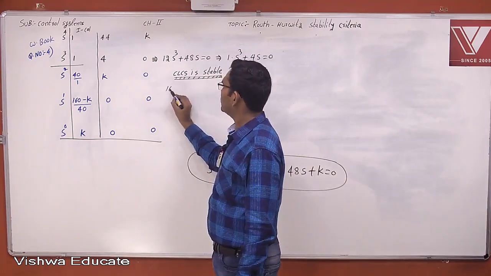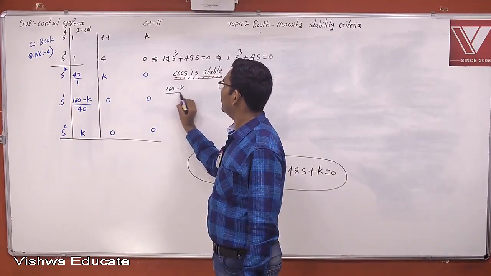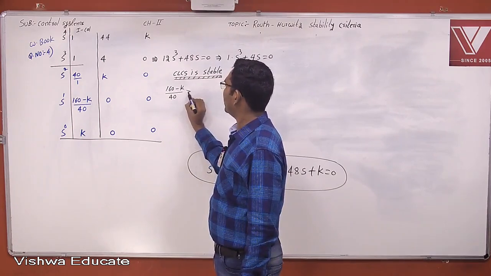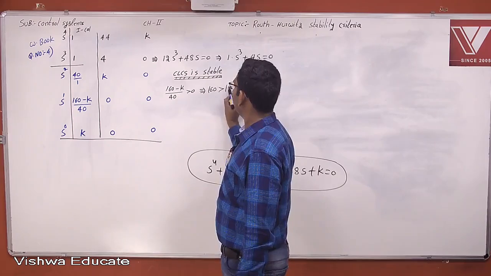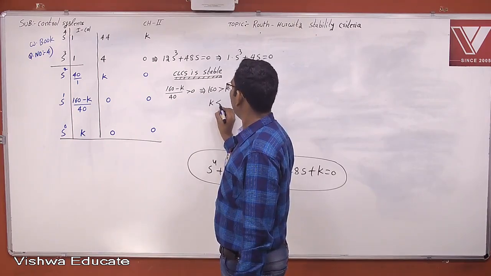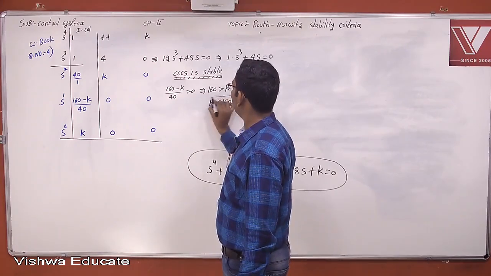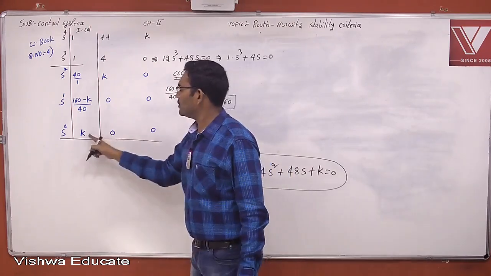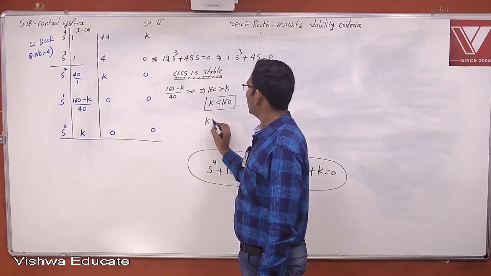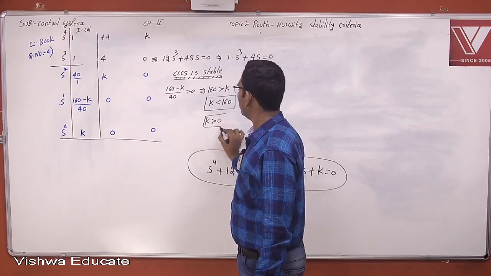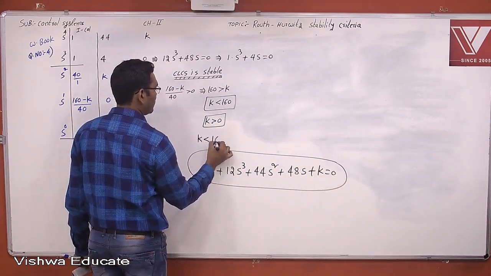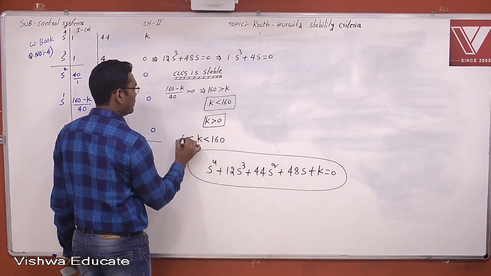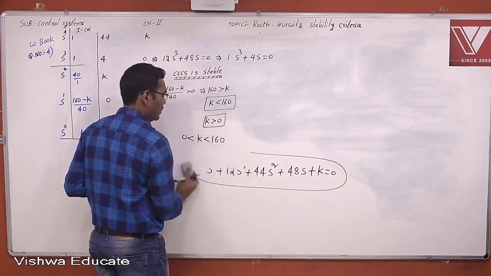Therefore, 160 minus k by 40 is greater than 0. Therefore, 160 is greater than k. Therefore, k is less than 160. And this k is greater than 0. This is the range of values of k. So, k is less than 160 and k is greater than 0, the closed loop control system is stable.